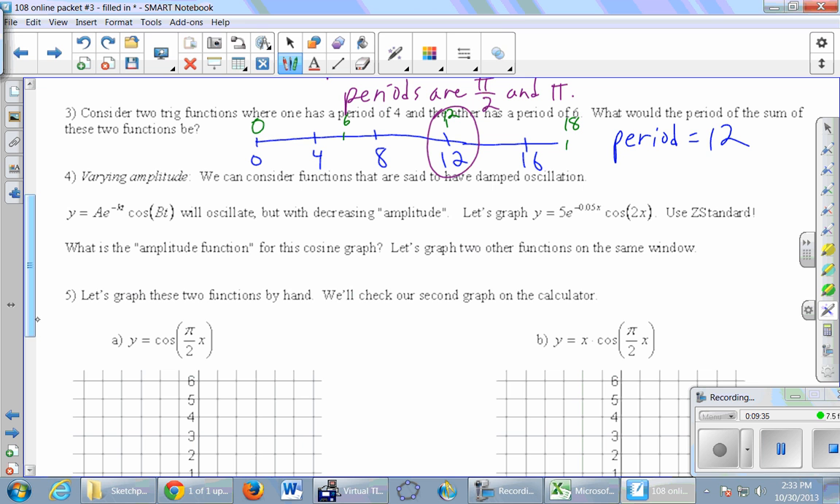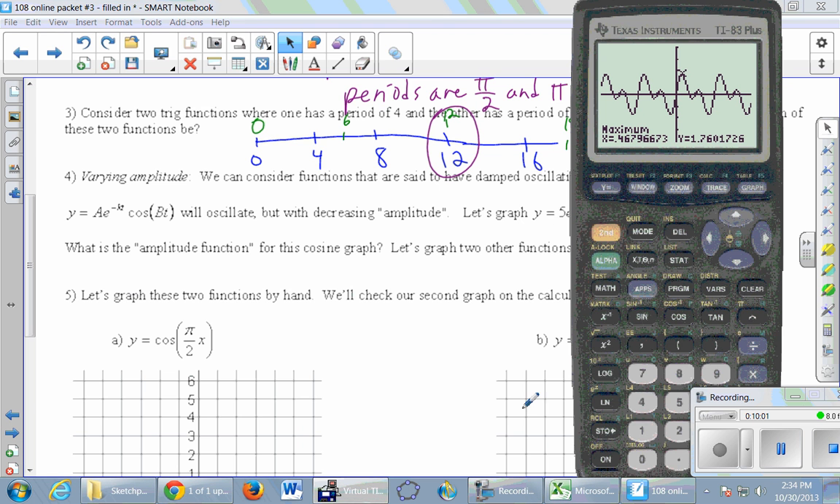Now, varying amplitude. We can consider functions that are said to have damped oscillation. y equals A e to the negative kt cosine of bt will oscillate, but with decreasing amplitude. Let's see exactly what's going on with this specific function here. So there's a cosine of 2x, and then in front of it is this 5e to the negative 0.05x. So let's type that into the calculator and use ZStandard to see what's going on with this complicated graph.